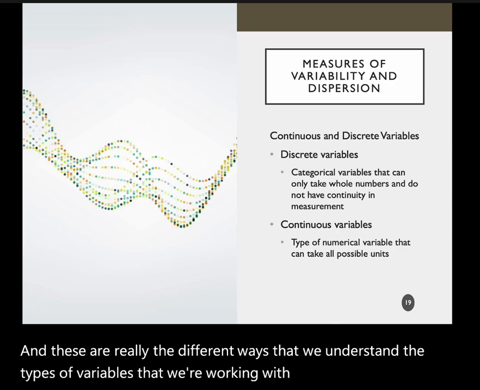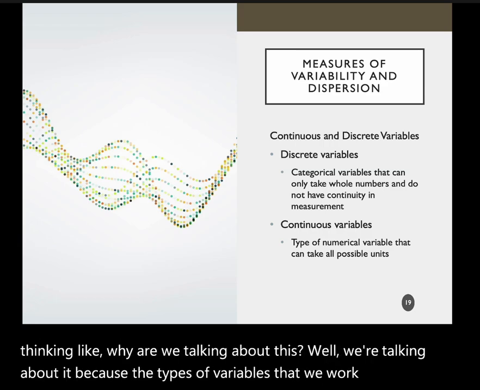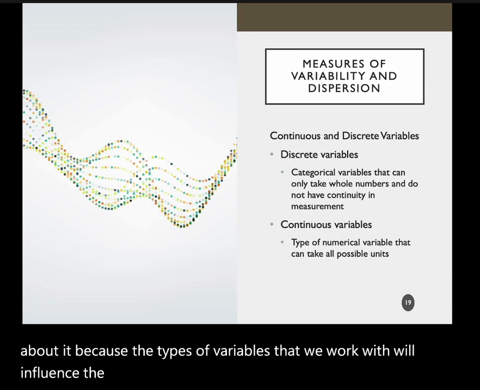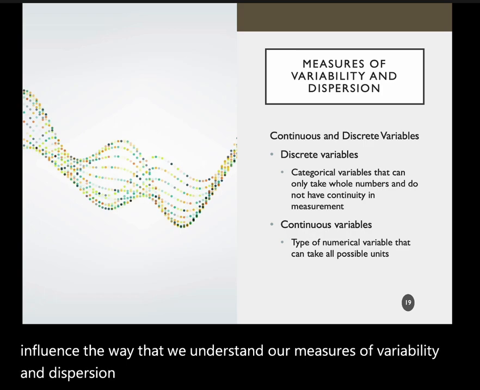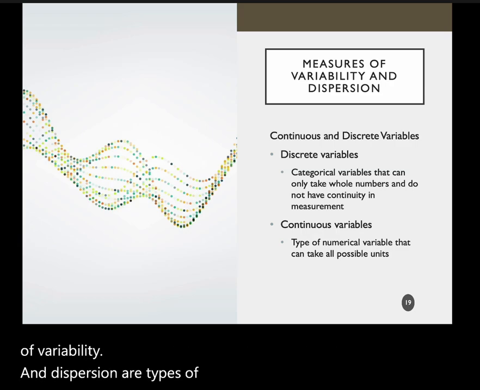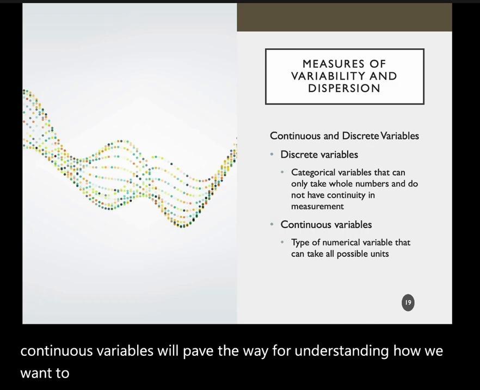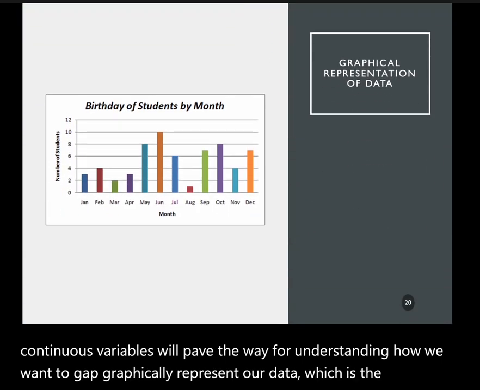And these are really the different ways that we understand the types of variables that we're working with. You might be thinking, why are we talking about this? Well, we're talking about it because the types of variables that we work with will influence the way that we understand our measures of variability and dispersion. But also, once we know our measures of variability and dispersion, our types of variables, specifically discrete and continuous variables, will pave the way for understanding how we want to graphically represent our data, which is the next piece that we're going to talk about.